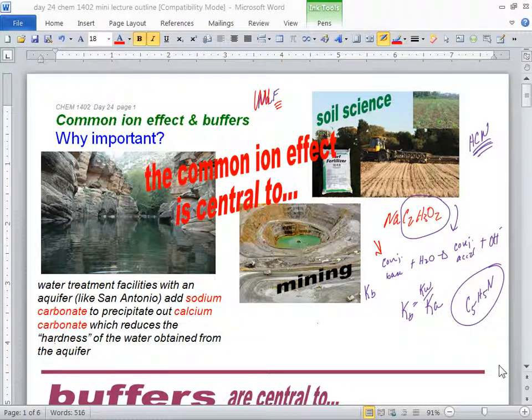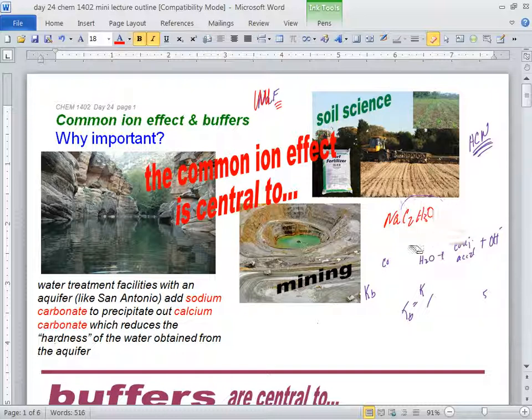What we're talking about today then is the common ion effect and buffers. But we've really kind of had this before with Le Chatelier's principle.